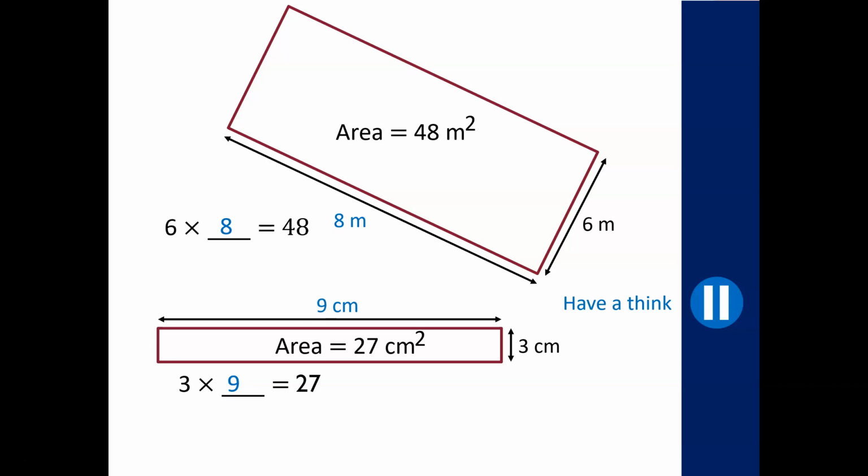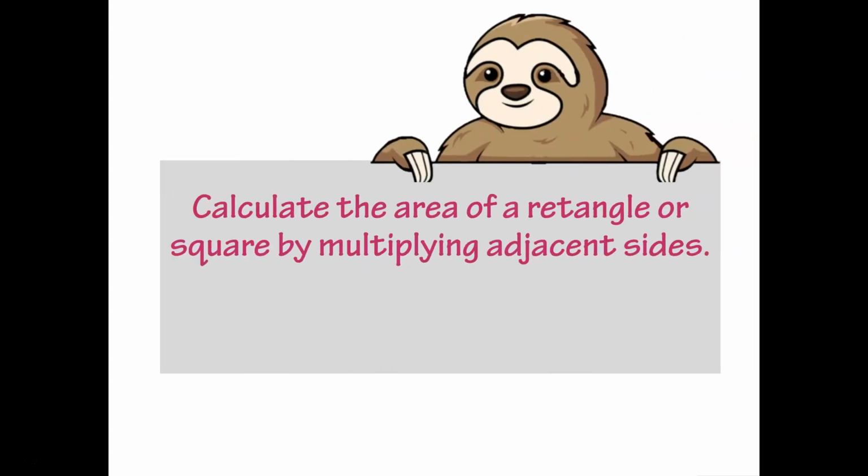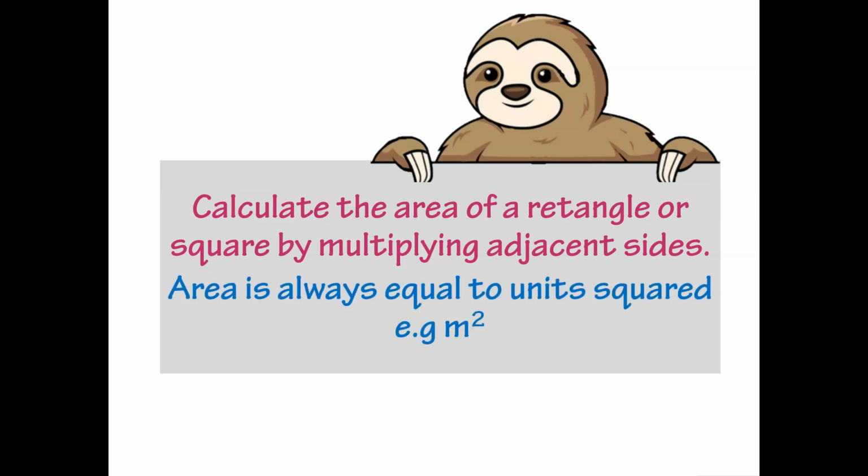We're at the end of our maths tutorial today. Our learning objective was to be able to calculate area using multiplication. Awesome, Greg is back to remind us. Calculate the area of a rectangle or square by multiplying adjacent sides. And always remember, area is equal to units squared. So we can have metres squared, centimetres squared, and we've looked at millimetres squared. We write this with the little 2 to the right and above of the unit.